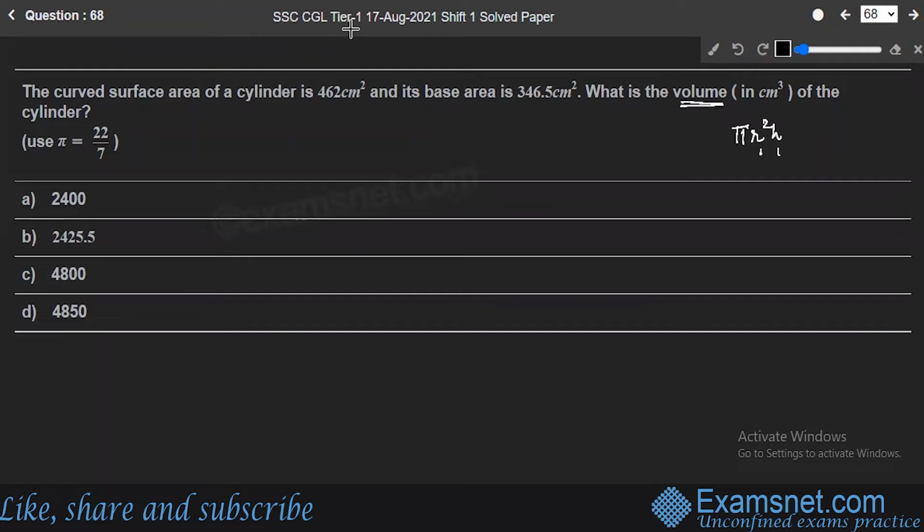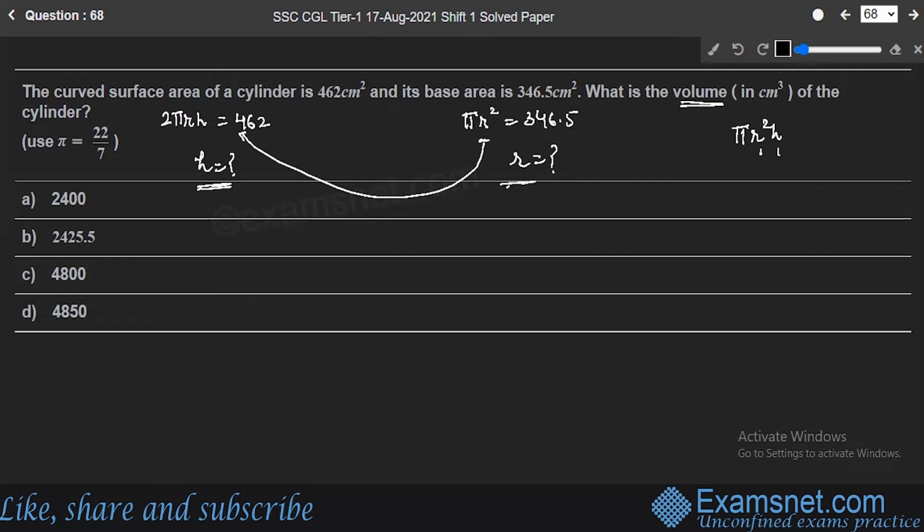What you have is curved surface area of the cylinder. What is the formula for that? 2 pi r h. That is equal to 462. Also, you have the base area. That is pi r square is equal to 346.5. What we will do, we will find r from here, put it here to get h. We'll get r from here, h from here, and then we will fill both of them to get the volume. Hope you're clear, right? Let's start.